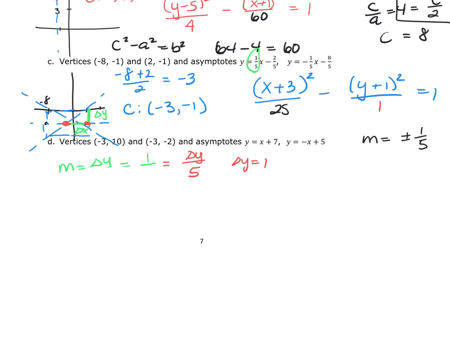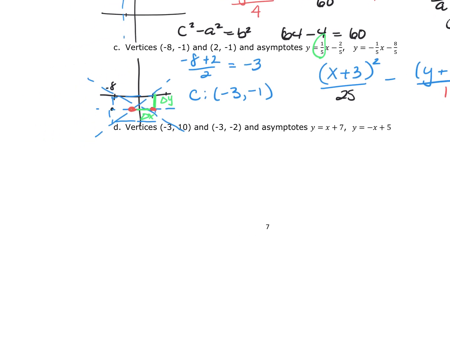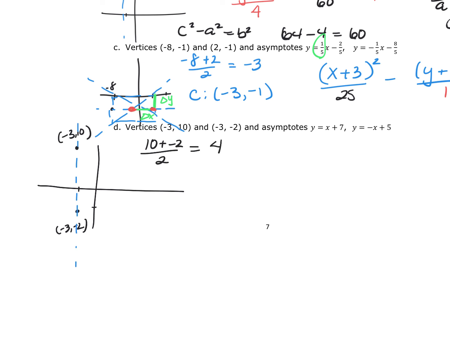All right, let's take a look at my last example here. Once again, I like to draw my vertices or whatever is given to me so I know the orientation, so I know who's positive and who's negative. So here's (-3, 10), not drawn to scale, and (-3, -2). This tells me my transverse axis is going in here. This also tells me if I do 10 plus -2 divided by 2, that is going to give me 4. So my center is going to be (-3, 4), right about there.